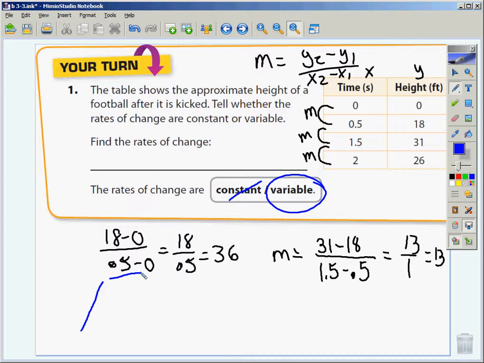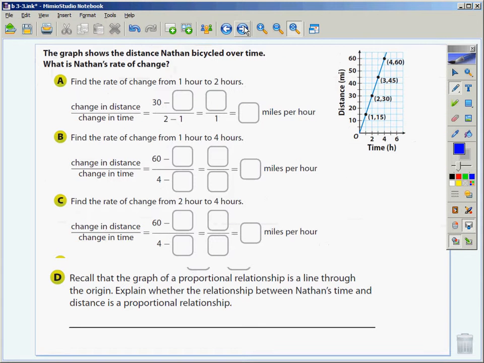Everybody understand that some of the questions that you're going to have are going to ask whether it's constant or variable, and to determine that, you have to find each of the slopes. Everybody get it? Yeah. Turn the page.